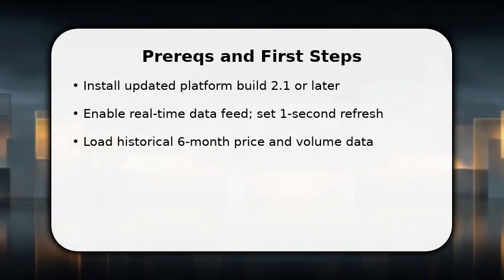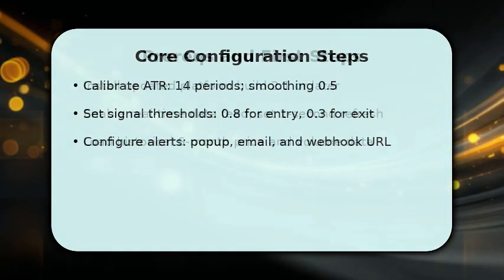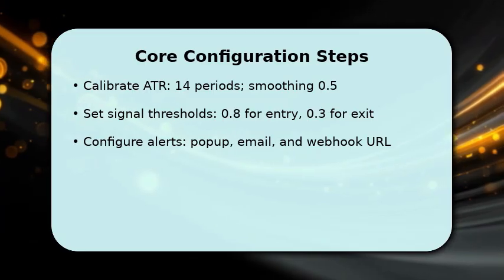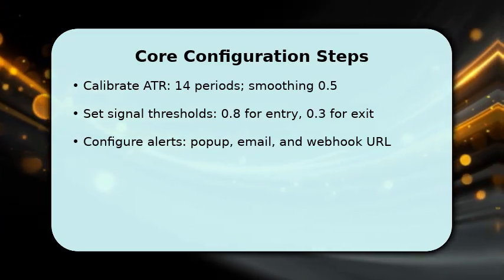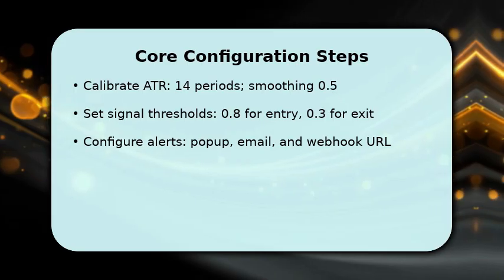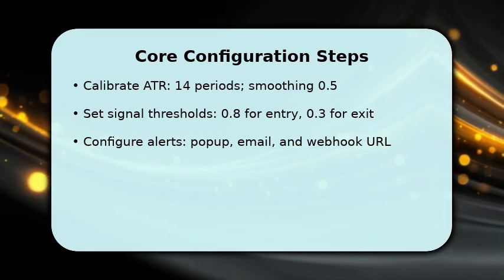You now configure the core parameters that determine edge sensitivity and signal timing. Adjust ATR to 14 with 0.5 smoothing so volatility scaling matches your asset. Once done, set signal thresholds 0.8 for entries, 0.3 for exits, and tie them to volume filters.